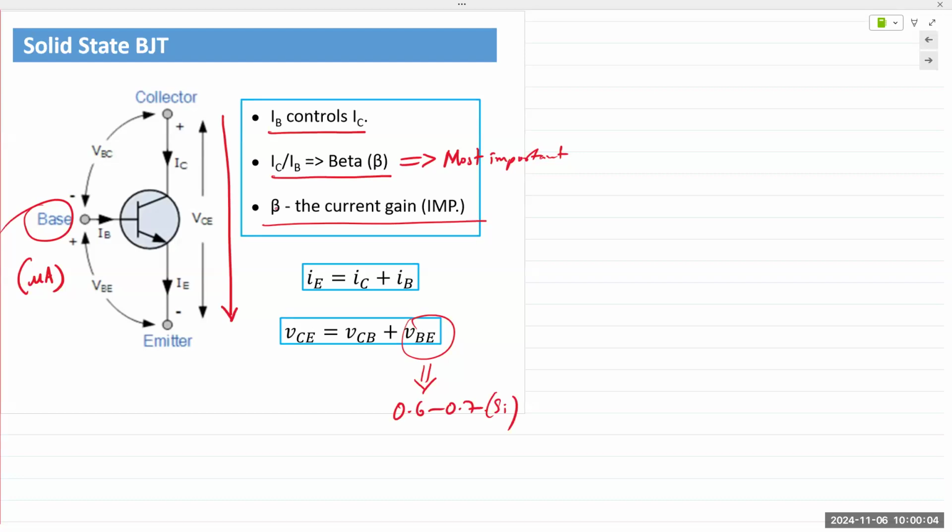The forward bias PN junction, if it's made out of silicon, is 0.6 to 0.7 volts. That's one of the things that you will use when you analyze circuits based on BJTs.